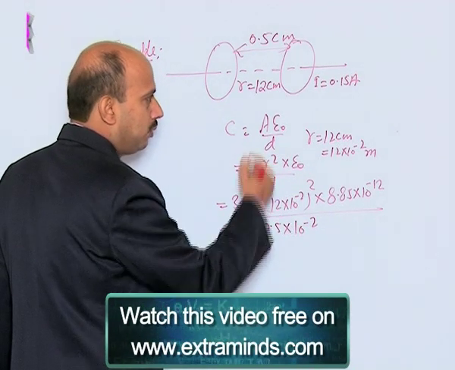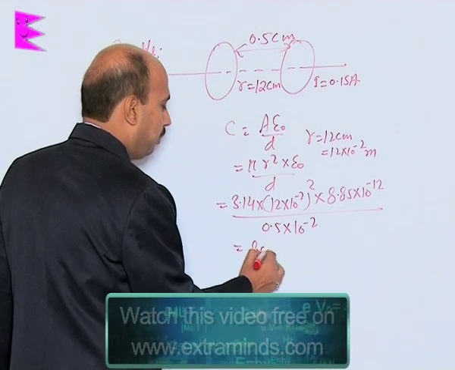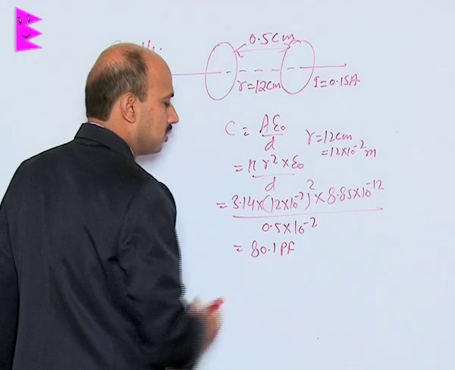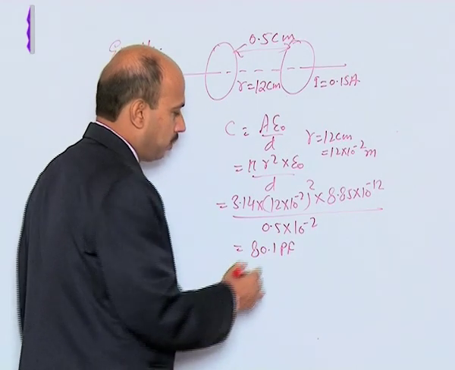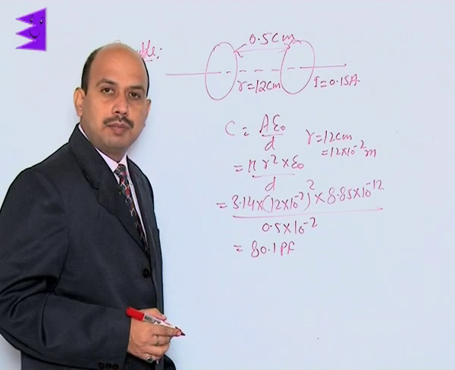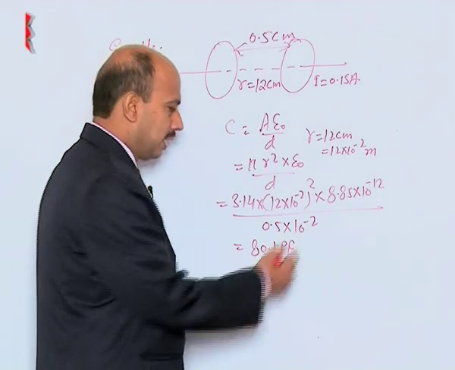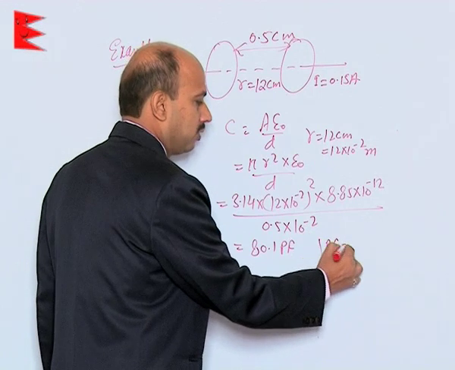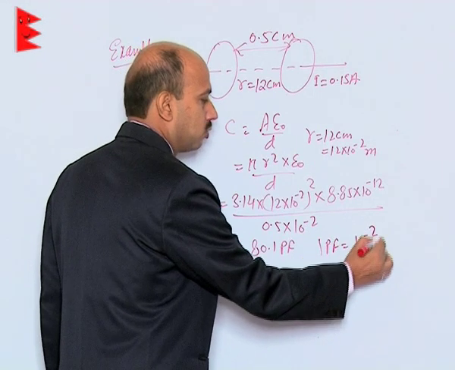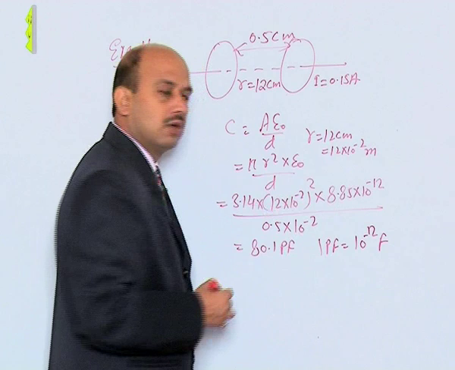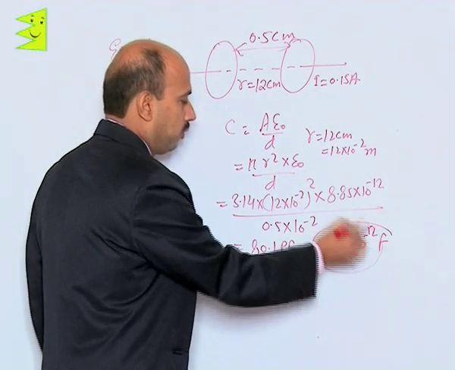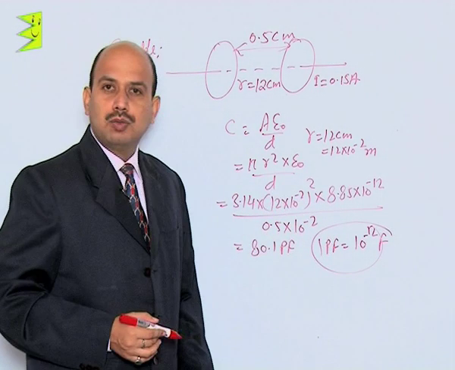When we solve it, we will be getting 80.1 picofarad, that is 80.1 into 10 raised to power minus 12 farad, that is taken as picofarad here. So, now the result is 80.1 picofarad, and 1 picofarad is equal to 10 raised to power minus 12 farad. By solving this you can calculate.